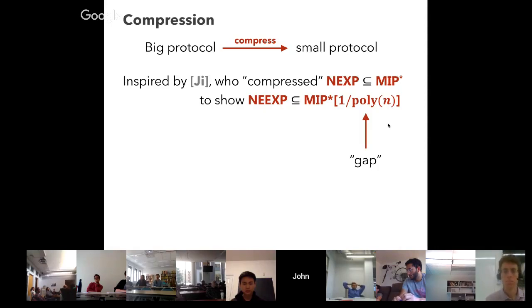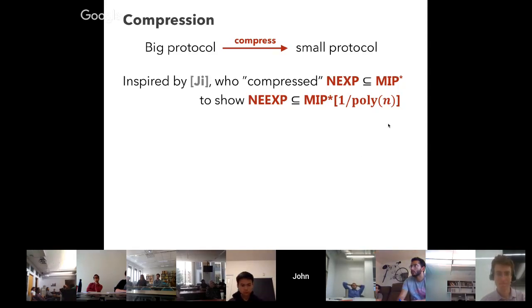Okay, so what is the gap? The gap is how close to probability 1 the provers can convince you, even in the no case. So what this says is that in this protocol, even when you're supposed to say no, the provers can convince you with probability 1 minus 1 over poly n. Okay, so this is why it's not quite MIP star, because with MIP star, you want the gap to be a constant, which is what we established. But anyway, it was a great result.